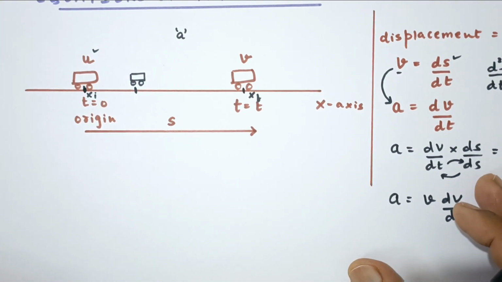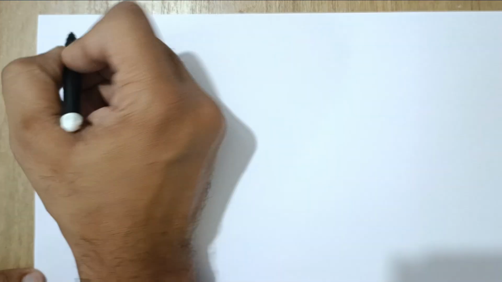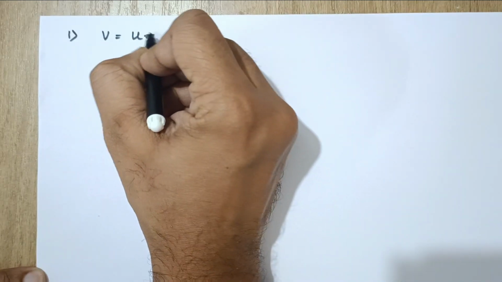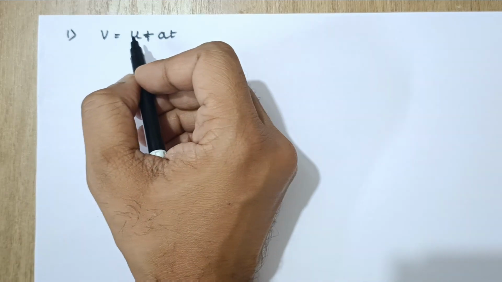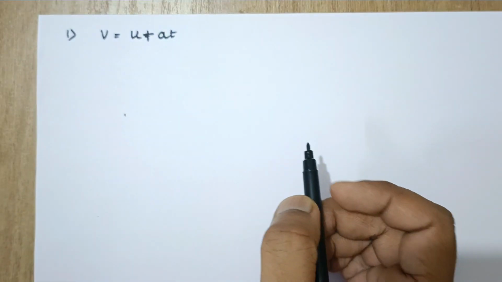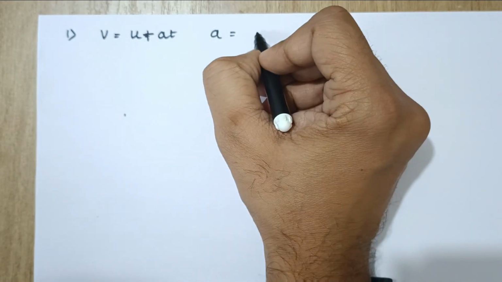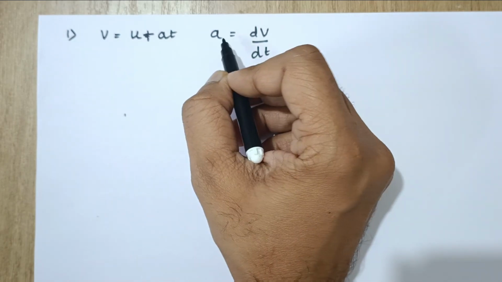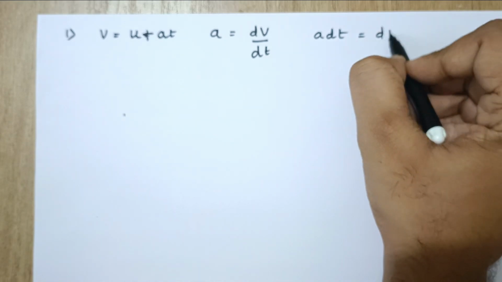Now let's move ahead with the first equation of motion, which states that v is equal to u plus at, where v is the final velocity, u is the initial velocity, a is the acceleration, and t is the time taken. So how would you do that? We know that acceleration is basically dv by dt. I'm going to take this dt on this side. So what do we get? a dt is equal to dv.